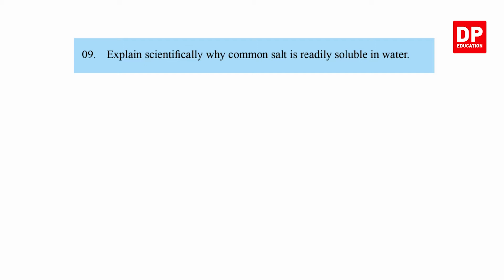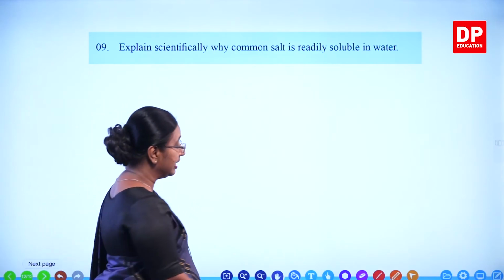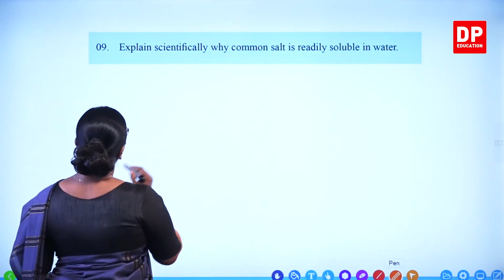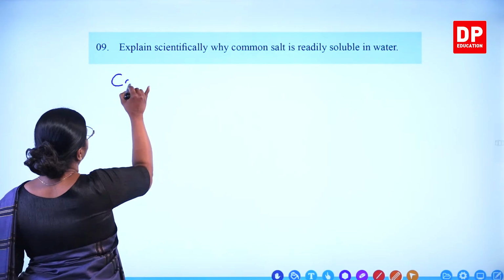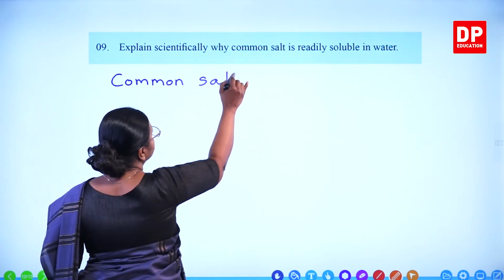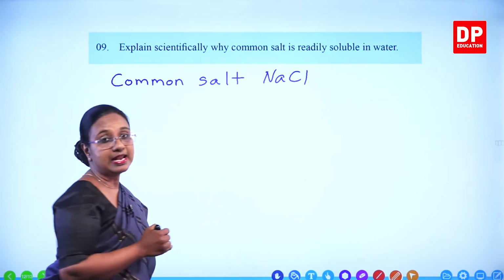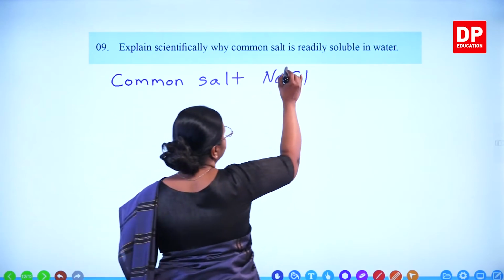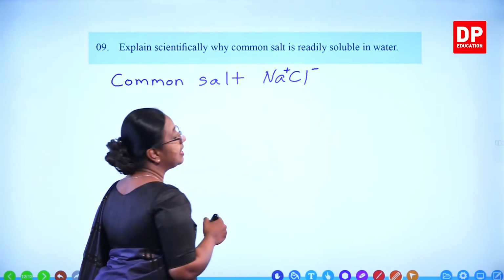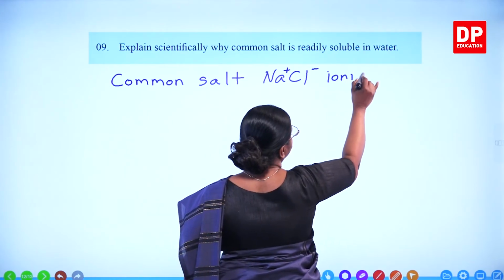Explain scientifically why common salt is readily soluble in water. Why common salt is readily soluble in water. Now, if we take common salt, what is that? That is sodium chloride. It is an ionic compound made up of Na+ and Cl- ions. So it is an ionic compound.